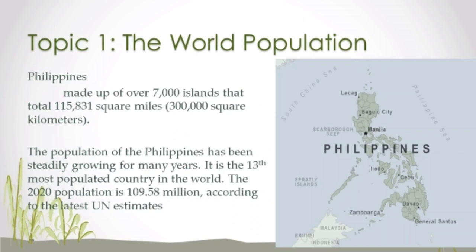The islands are broken up into three categories, as we all know. We have Luzon, Visayas, and Mindanao, which are basically north, central, and south, respectively. While some islands are much more populated than others, the overall population density of the Philippines is 939 people per square mile, or 363 people per square kilometer. The population of the Philippines has been steadily growing for many years. It is the 13th most populated country in the world.